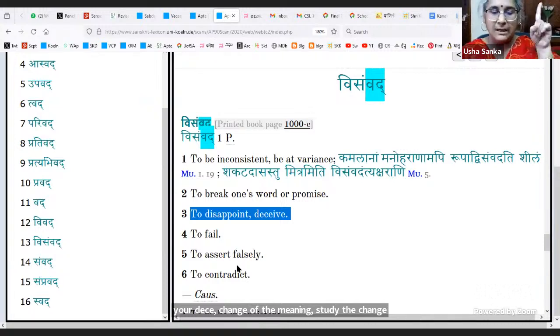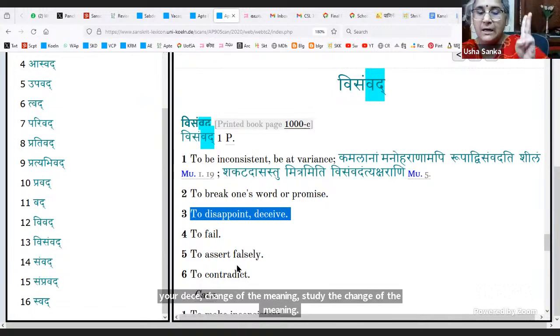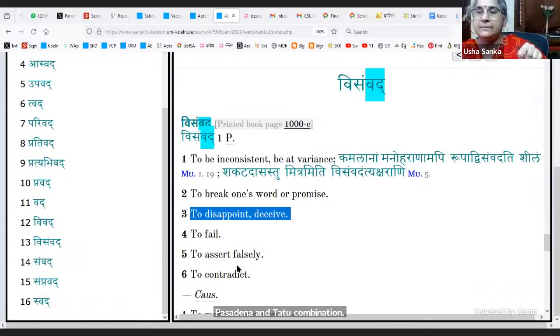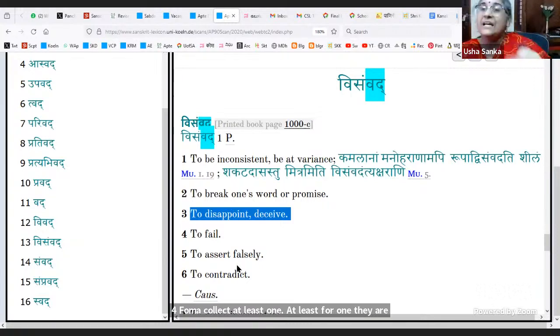So first homework, learn the karika. Second homework, learn the upasargas. Third homework, learn the whole box with one upasarga and dhatu combination. Fourth homework, collect at least one dhatu, and for that dhatu collect these upasargas, identify them and write them. And the fifth, if you like, you can study the meaning change, how it is happening. At this stage, if you do it, it will give wonderful results in your future Samskrtam. Most people falter here, most people fall down here. So with this I stop.